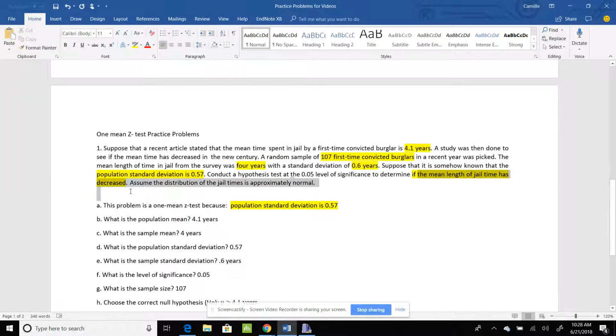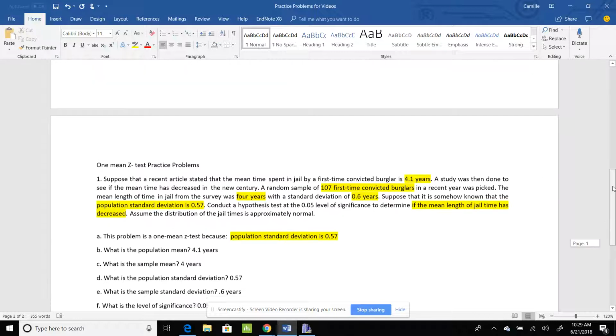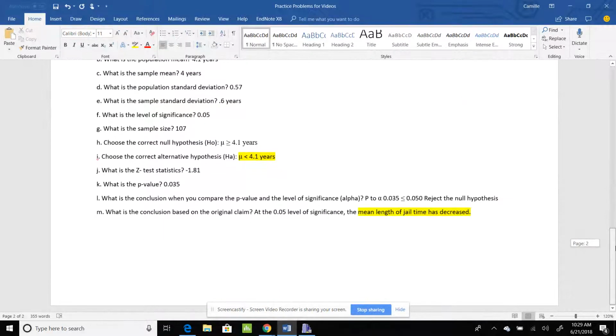And look, I'm going to be a little bit lazy and I'm going to take the exact wording and put it down here. The mean length of time, jail time, has decreased. And that's all it's looking for. And again, the reason I highlighted the yellow is I got that from the exact same problem and I didn't have to really write anything fancy. I just concluded what it was. So again, at the 0.05 level of significance, the mean length of jail time has decreased.